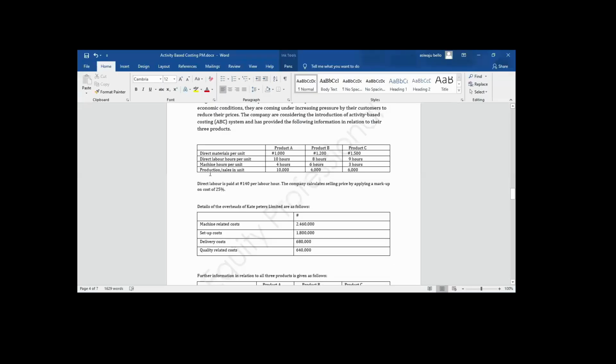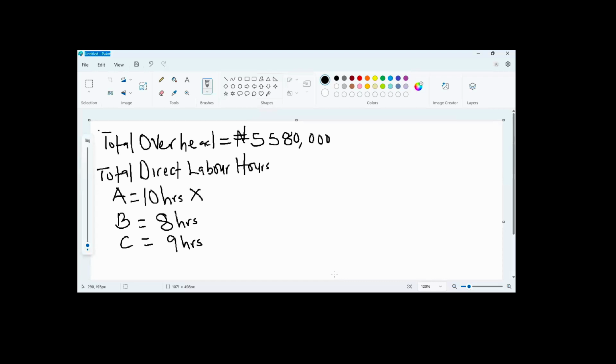Look at it, production in units. How many are we going to produce for product A? 10,000. Product B? 4,000. Product C? 6,000. Now come here. Multiply by 10,000 units. Multiply by 4,000 units. Multiply by 6,000 units.